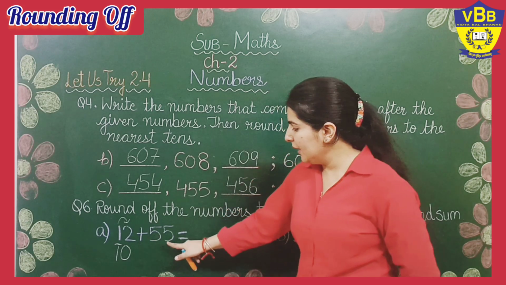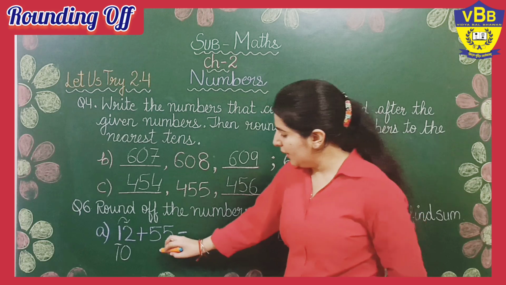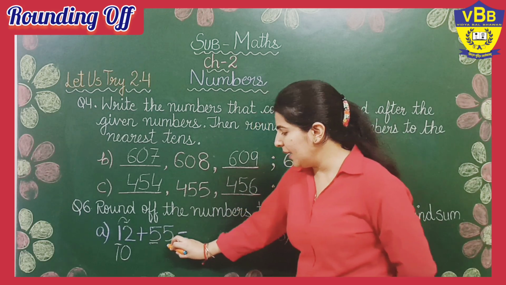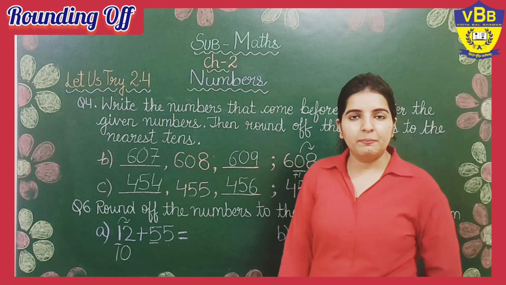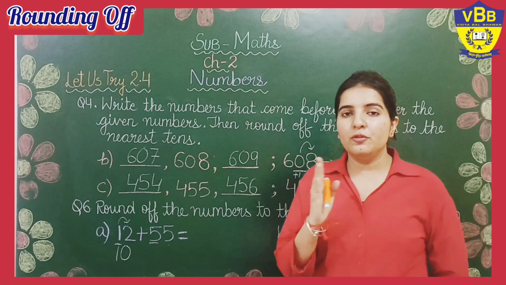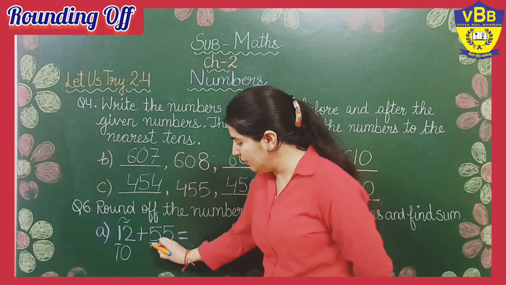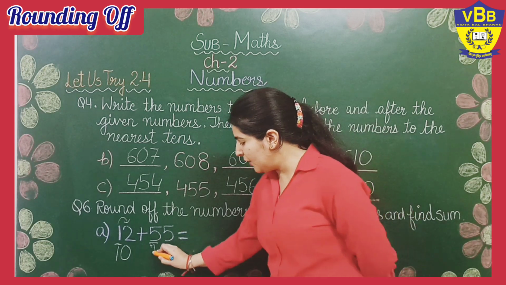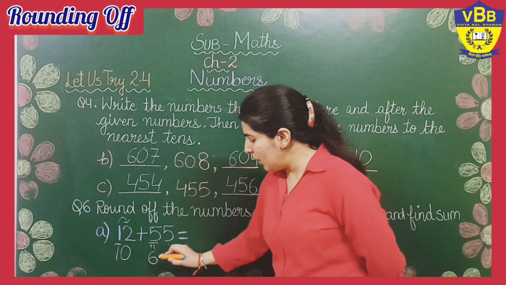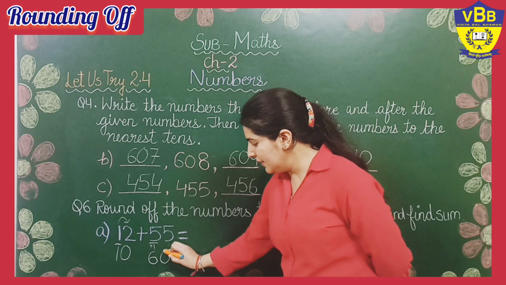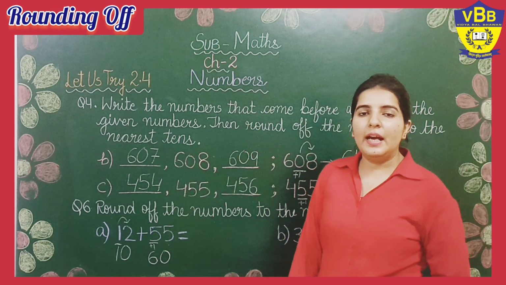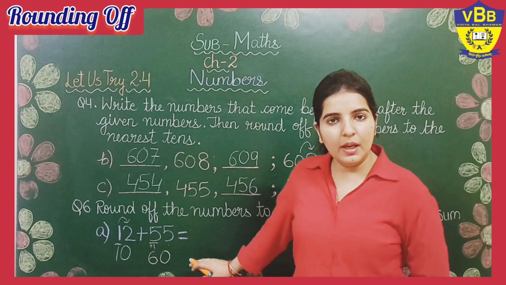Okay. Now the next number is 55. 5 on the tens place and 5 on the ones place. The number lies from 5 to 9. That means on the tens place we are going to add 1. So 5 plus 1 will be 6. The ones place will change into 0. So here we have rounded off the numbers.